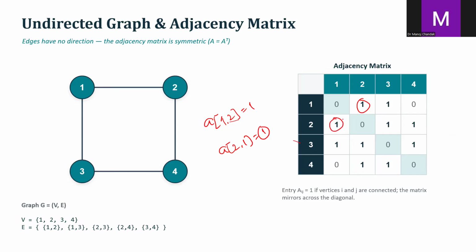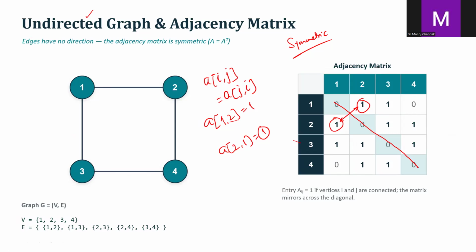So the basic observation is, if you look at the lower triangular matrix and the upper triangular matrix, the entries satisfy A of i comma j equal to A of j comma i. That is, the values below the main diagonal and the values above the main diagonal are symmetric in nature, and hence this graph is an undirected graph.